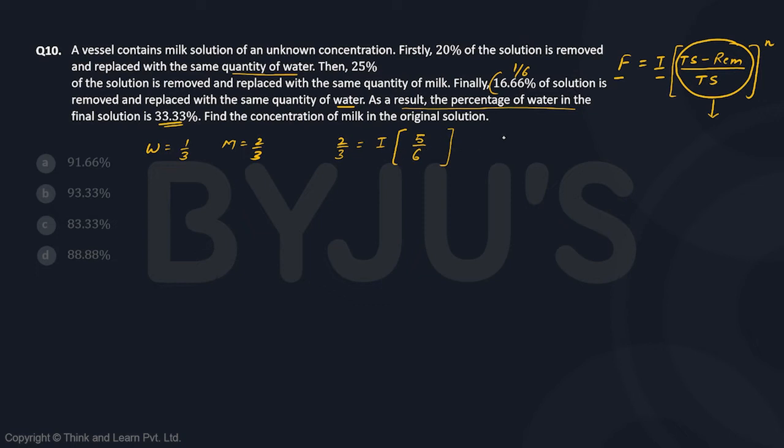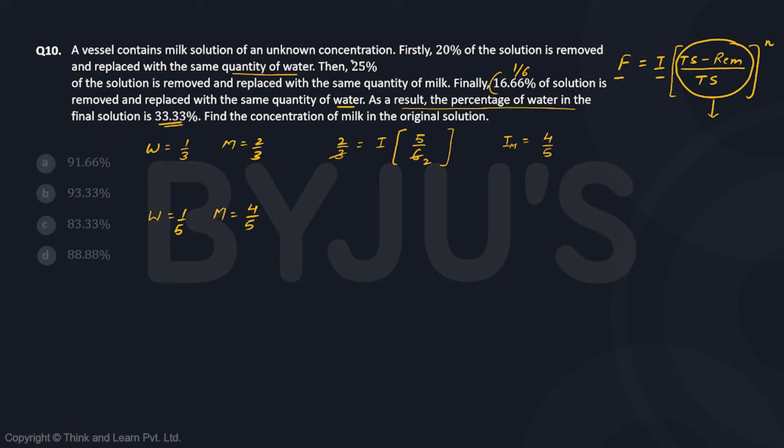So the initial concentration of milk will be equal to, with cancellations here, 4/5. So before the third step, or after the second step, the fraction of milk was 4/5. So the fraction of water will be equal to 1/5. All right. Now let's look at the step before this.